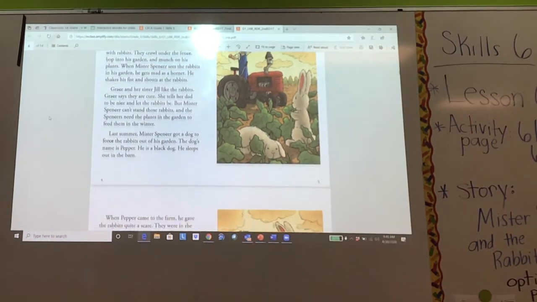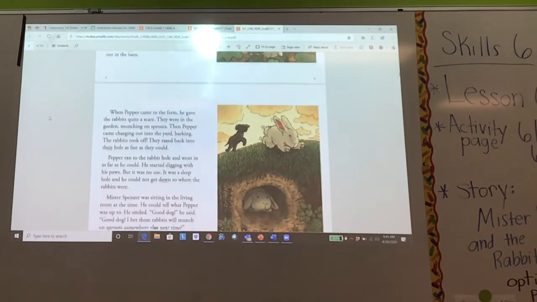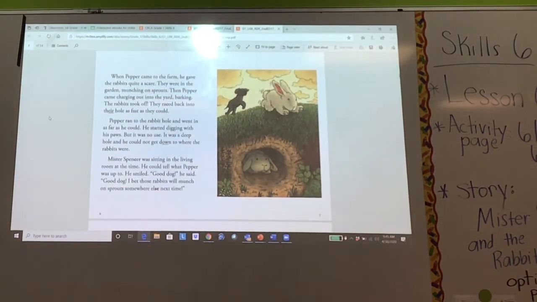I like the illustration of those rabbits. I do too. I think they're cute. Oh, this one looks exciting.